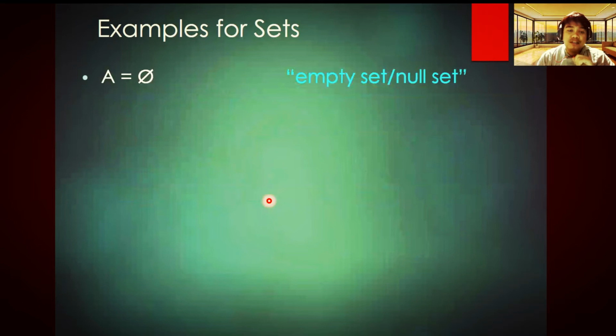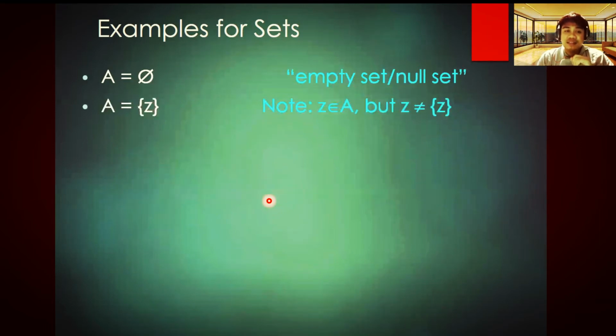So we have here set A, which is a null set. Again, when we say null set or empty set, it means it is a set that contains no elements. There are no elements in it. And then also we have here set A that contains z. So this is a set. And remember, z is an element of A, but z is not equal to the set that has z. Remember that the element z is not equal to the set that contains the element z. So they are exactly different.